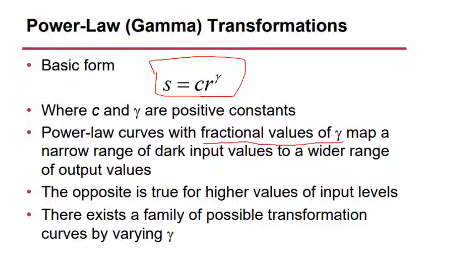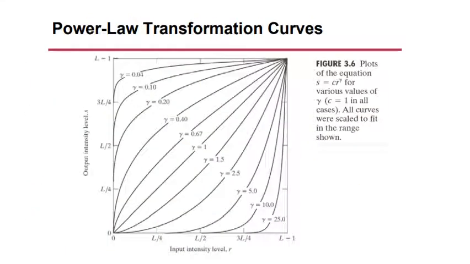Okay, so if the input level is higher, then you have to map it in the opposite way. So there exists a family of possible transformation curves by varying gamma. I am going to show that curve in the next slide. This is how the power law gamma transformation curves look. As I told you, if the gamma is 1, it is a straight line. If it is a fractional value, these are the lower fractional values.